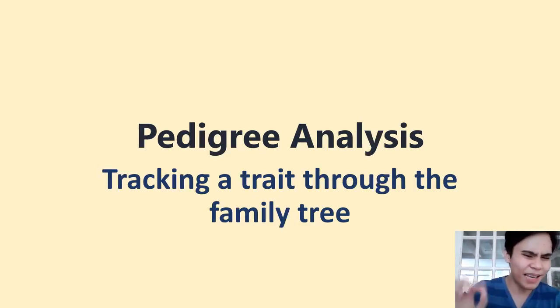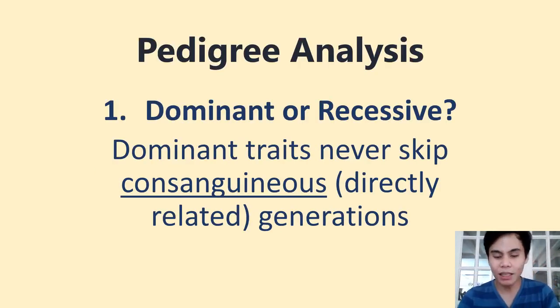Now, moving on to pedigree analysis, this is basically tracking a trait through the family tree. Pedigree is not dog food, that's just a brand name of dog food, but a pedigree is basically a family tree that traces a trait throughout the family. Okay? So when we analyze a pedigree, the first thing we need to ask is, is it dominant or recessive? Again, is the trait dominant or recessive?